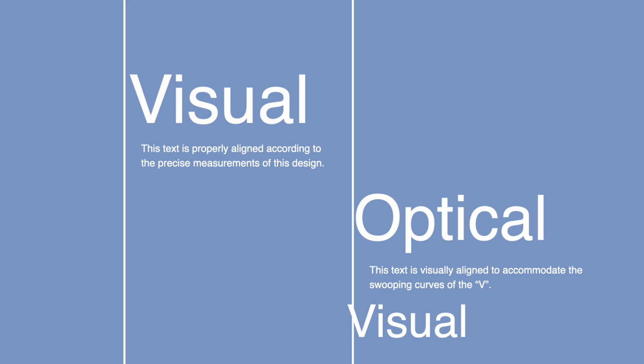Optical, this text is visually aligned to accommodate the swooping curves of the V. And I used visual again at the bottom there so that you can see it a little bit better with the actual word that we were working with, but optical. So basically what it does is it sits a little bit closer to that alignment line. Sometimes that line is physical, something that is actually seen within your design, and sometimes that's just something that's used as a guide. But you can see that with visual, and I didn't do this with optical, but with visual, sometimes that is going to go a little bit over that alignment tool or that guide so that you can make sure that everything else is aligned properly.